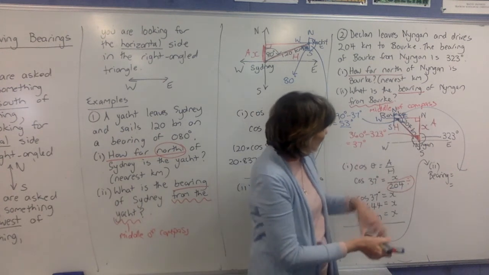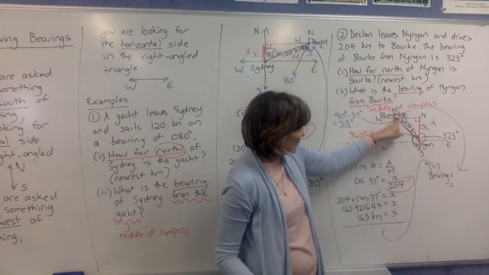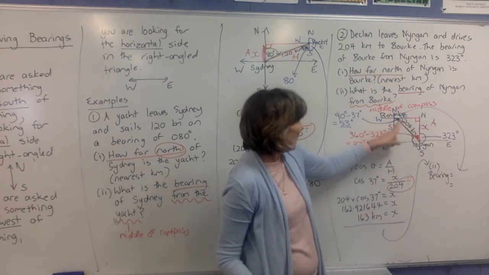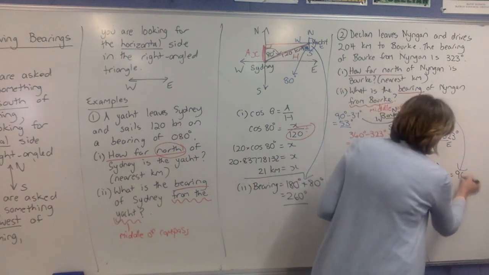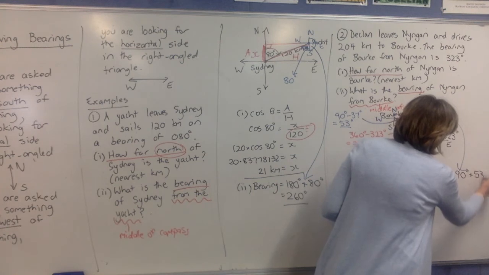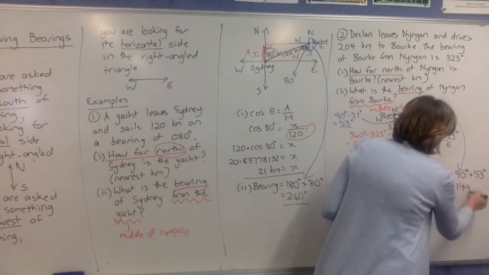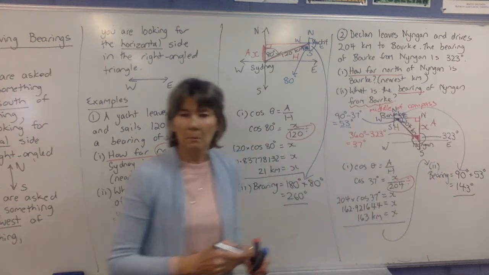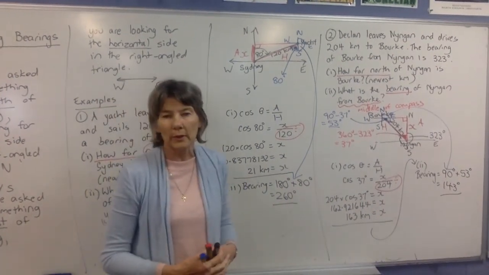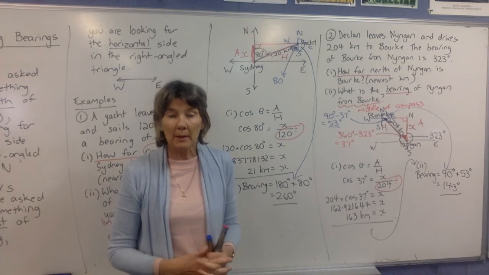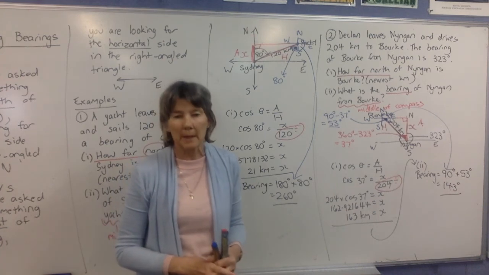So to get my bearing, I'm going to do from north to east is 90. Add on my 53 degrees. And that will give me my 3-digit bearing answer of 143 degrees. So we're coming back in the next video to do 3 more examples on this work.